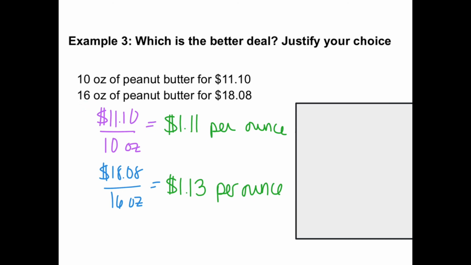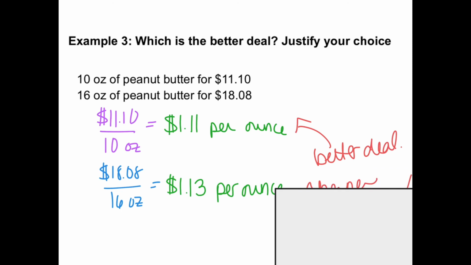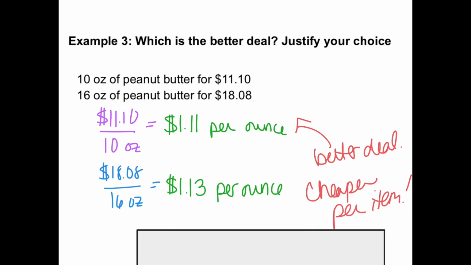And many times in this situation, people always think that just the bigger amount will be the better buy, simply because you're getting more. Yes, it's costing more, but most people just assume that it's costing more because of the higher amount of peanut butter and not because it's actually costing more in the unit rate. So in this example, the 10 ounce jar of peanut butter is the better deal because it's cheaper per ounce.